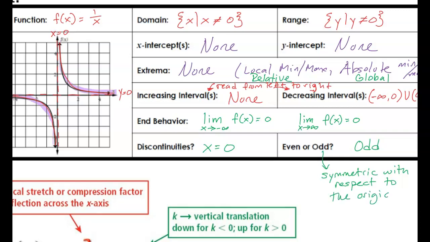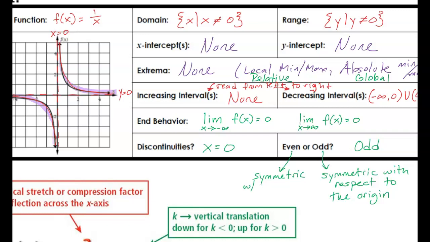Symmetric with respect to the origin. And what would make a function even? Someone I haven't heard from. What would make a function even? If it was symmetrical with respect to the x or y axis. The y-axis, yes.